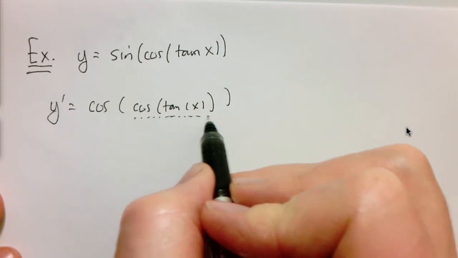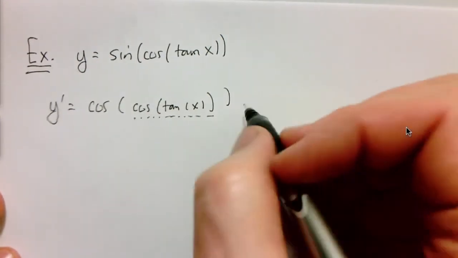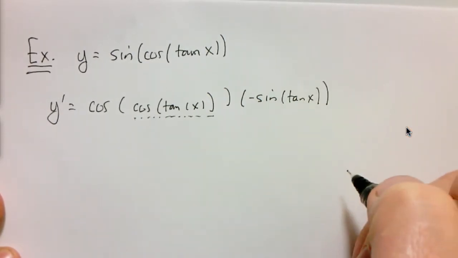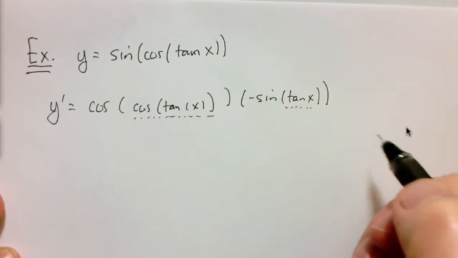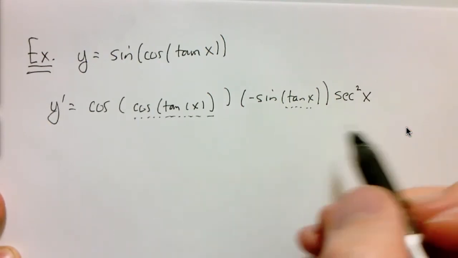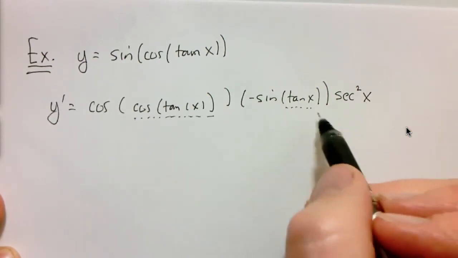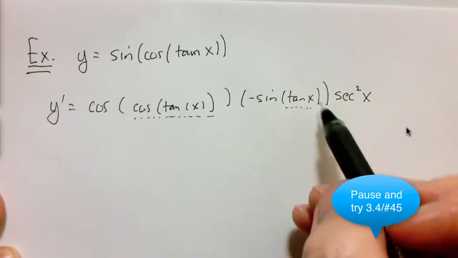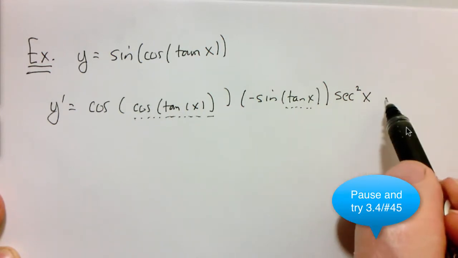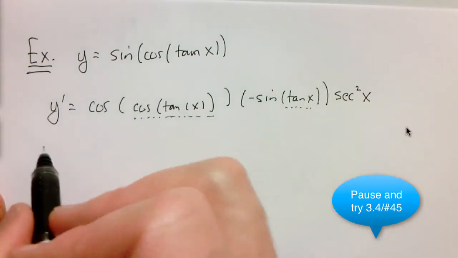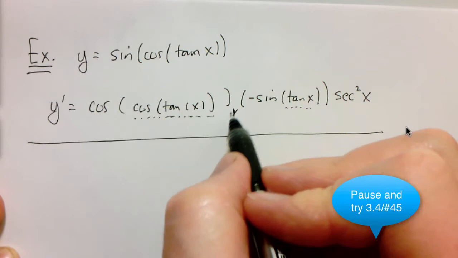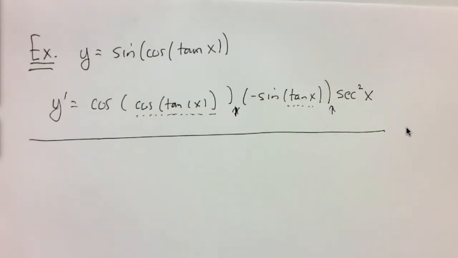Now I have to multiply by the derivative of the inside. The derivative of cosine of some stuff is minus sine of that stuff. Then I have to multiply by the derivative of the inside. The derivative of tangent of something is secant squared. I only get to stop multiplying by the derivative of the inside when I get down to just my variable all by itself. The derivative of tangent of x is secant squared of x, times the derivative of x, but that's just 1, so nothing to do there. So we have two chain rules, one here and one here.